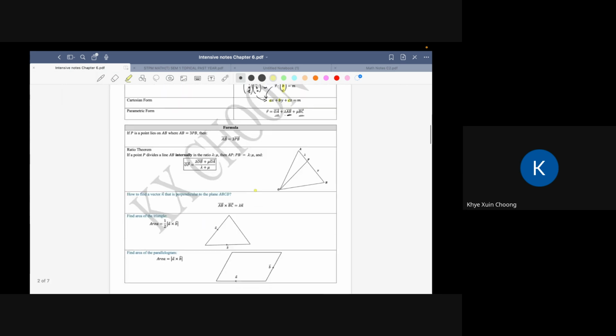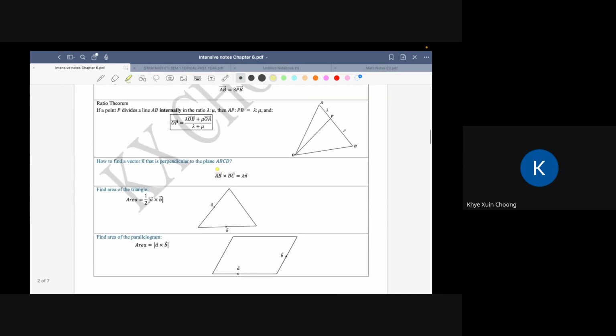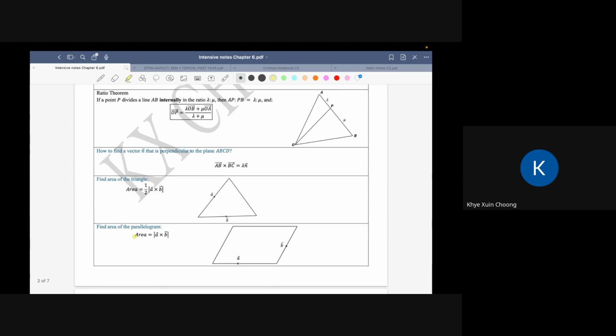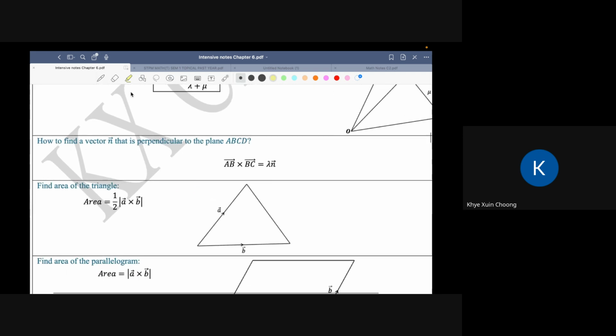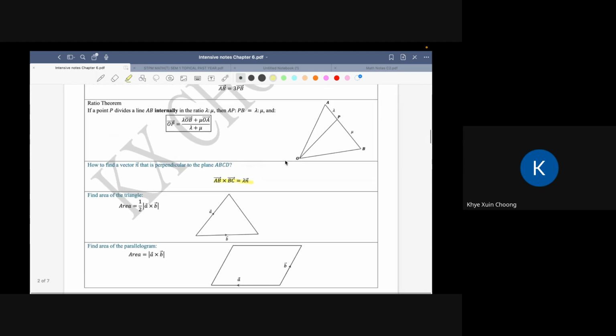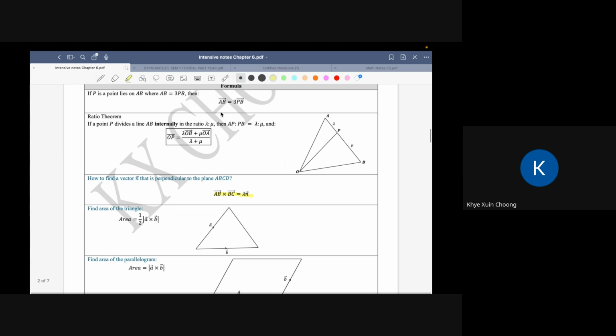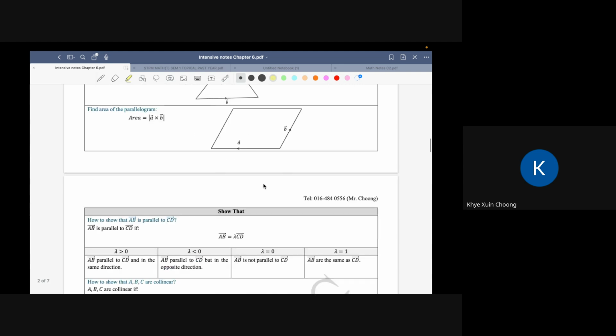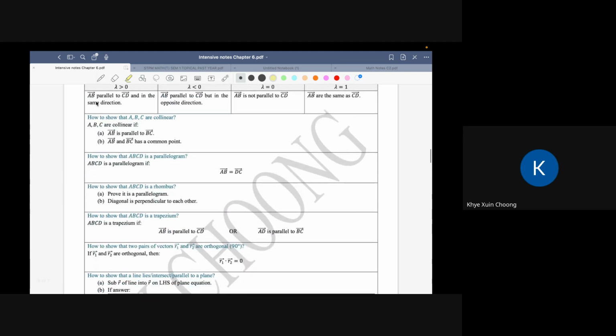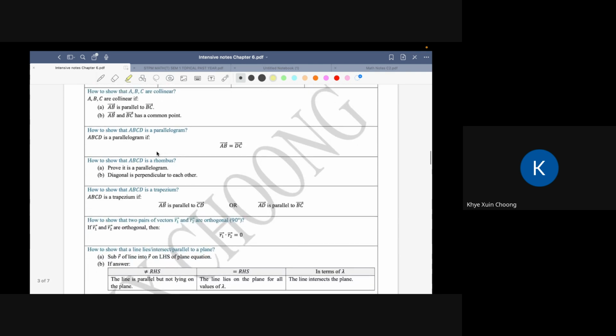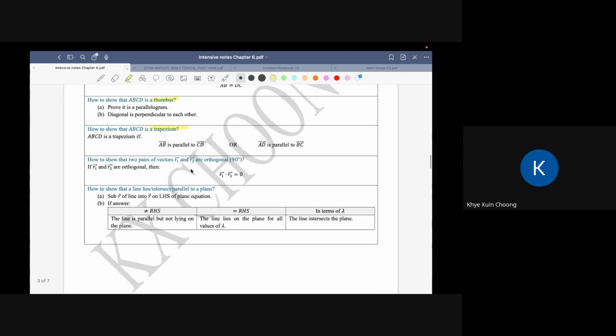Okay. So here are some formulas that you can use, like finding the area of a triangle and the area of a parallelogram. This one you should memorize. For example, to find a vector that is perpendicular to plane ABCD, you just use the cross product of two vectors and you will get a normal vector. Over here you can look at it yourself. Here are some things they will sometimes ask you to show: which one is collinear, which is a parallelogram, which is a rhombus, which is a trapezium. You can read it yourself.